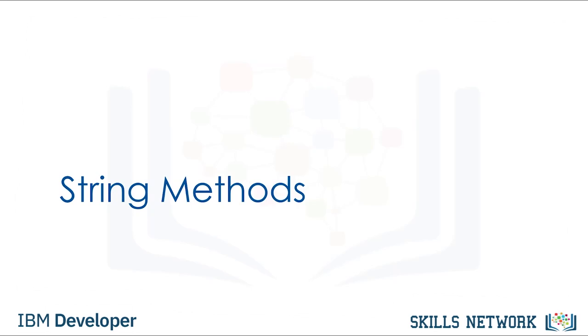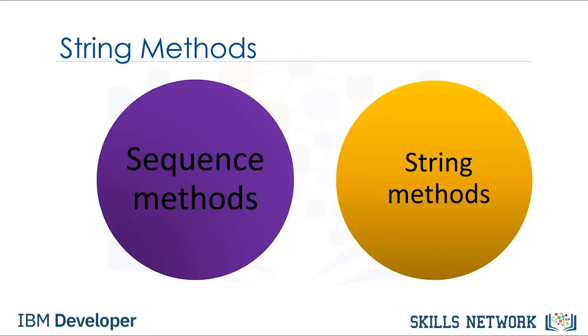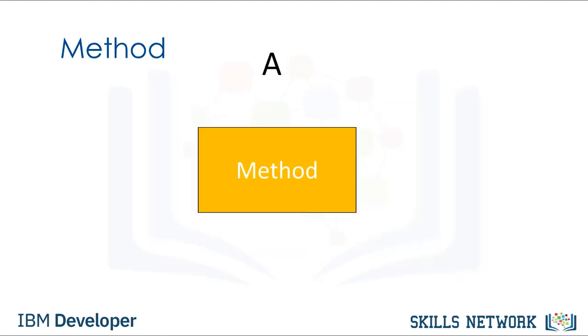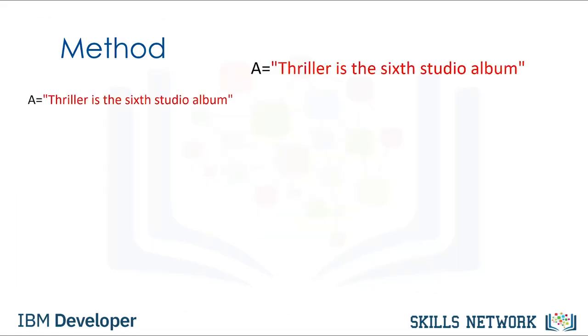Now let's take a look at string methods. Strings are sequences, and as such, have methods that work on lists and tuples. Strings also have a second set of methods that just work on strings. When we apply a method to the string A, we get a new string B that is different from A. Let's do some examples. Let's try with the method upper.